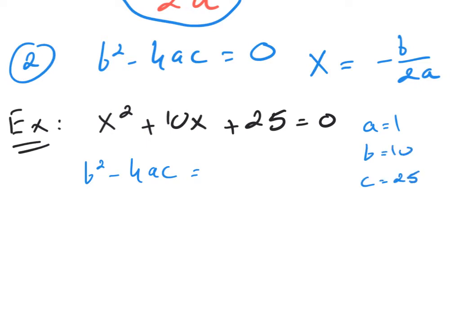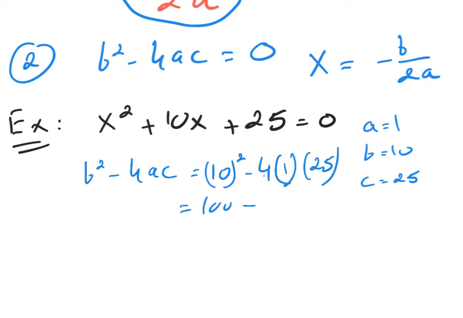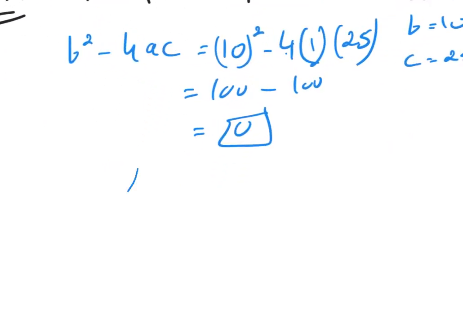We always have to identify a, b, and c, whether we're finding how many solutions or looking for the solutions themselves. So b squared minus 4ac will be 10 squared minus 4 times 1 times 25. Here we have 100 minus 4 times 1 is 4, 4 times 25 is 100, and 100 minus 100 is 0. So we have only one solution, which is x equals negative b over 2a.